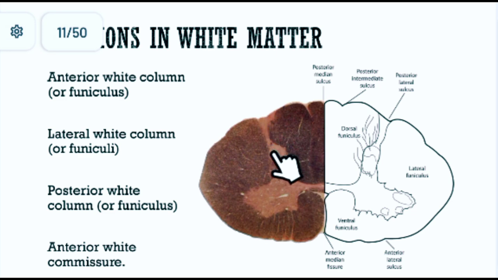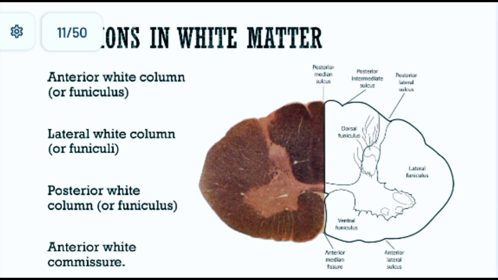So you can see this is the gray matter. It's making this part here. This is white matter behind, this is white matter laterally, and this white matter anteriorly. The white matter that you are going to find behind here, this is what we call the posterior white column. We also call it funiculus.